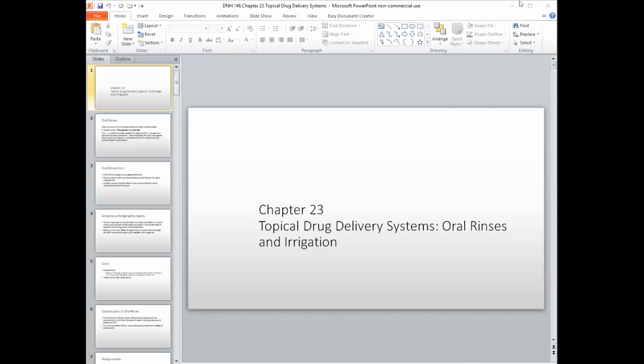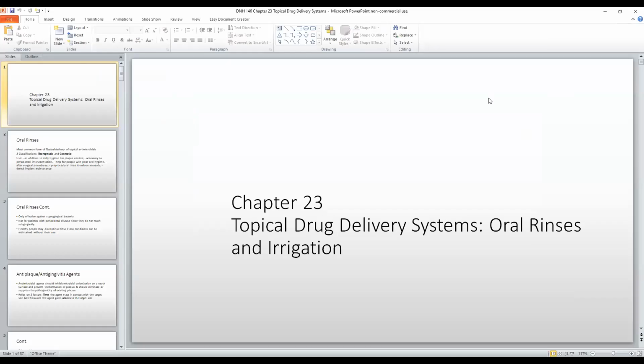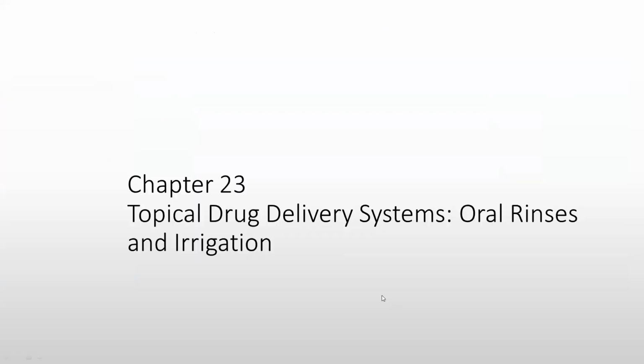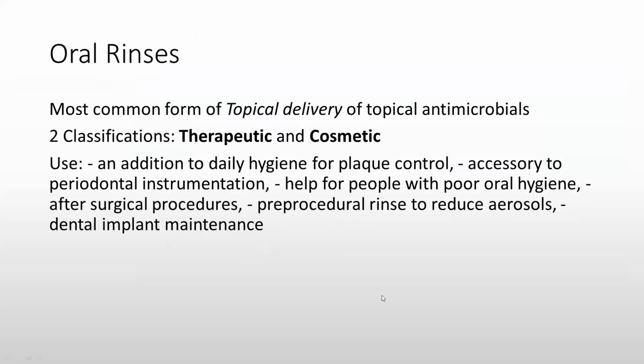We are going to be discussing Chapter 23 in the Perio book, which is topical drug delivery systems, which include the oral rinses as well as irrigation. So let's start with the oral rinses. The most common form of topical delivery of the topical antimicrobials are the oral rinses, and they're classified in two classifications: therapeutic uses and cosmetic uses.